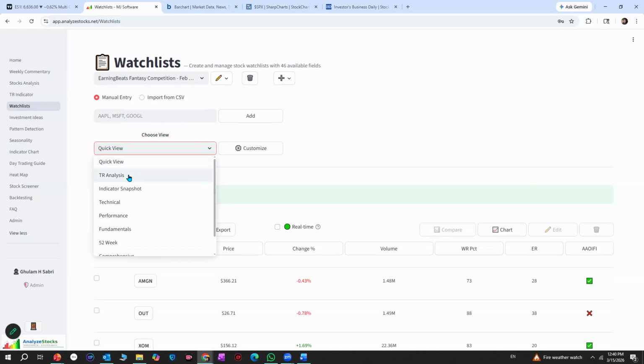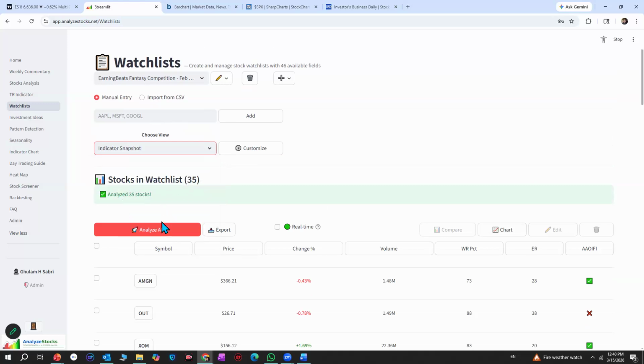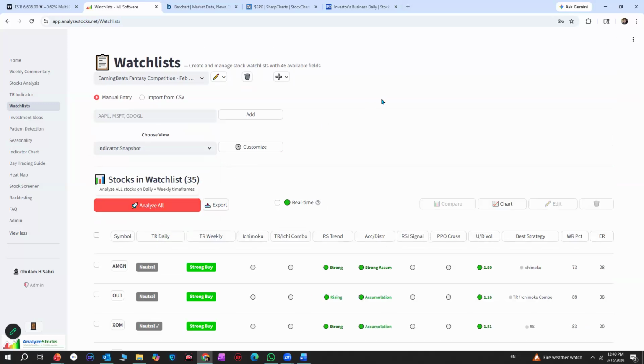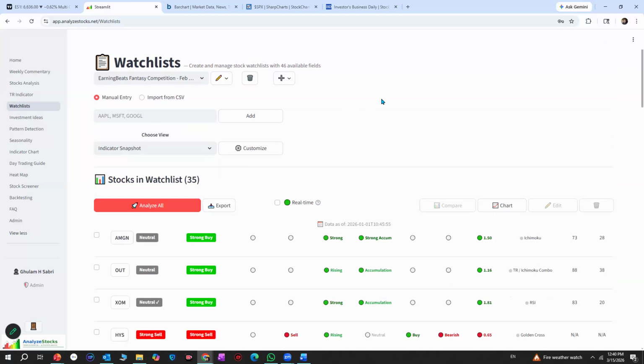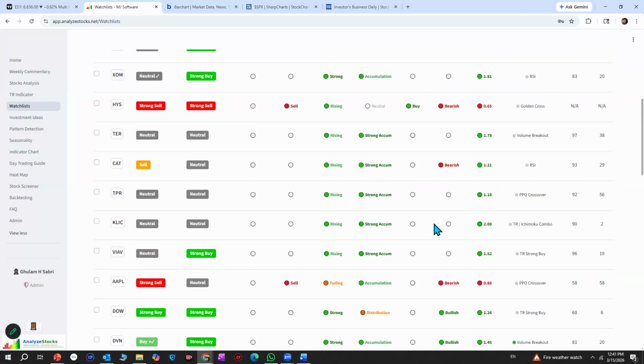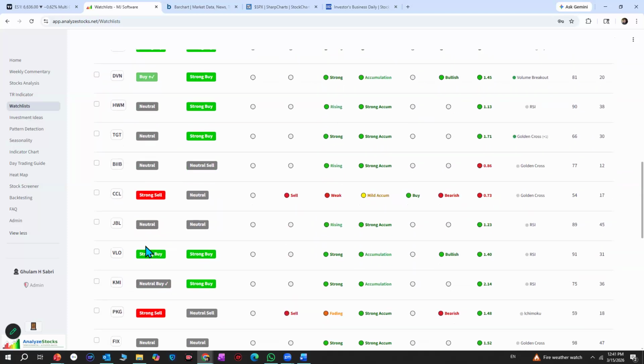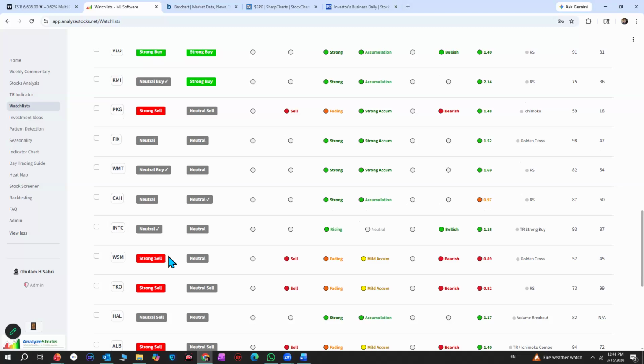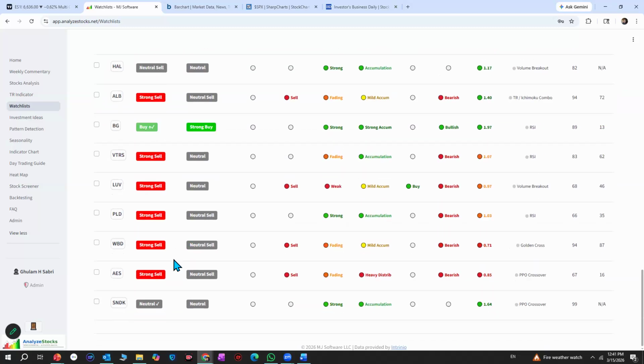So for example, we can have a very quick view, a tier analysis view in which both the daily and weekly analysis will be shown, a technical view, a performance view, or maybe our indicator snapshot view, which is my favorite. It will give you this view, indicators, and among these, you see most of the stocks, even though the market is falling, are either in neutral or buy zone. So this is a list of very good stocks.